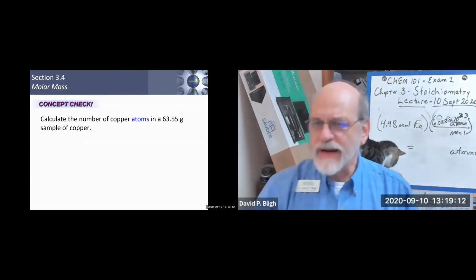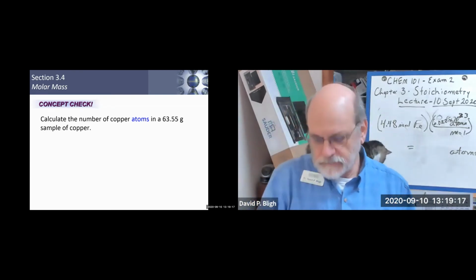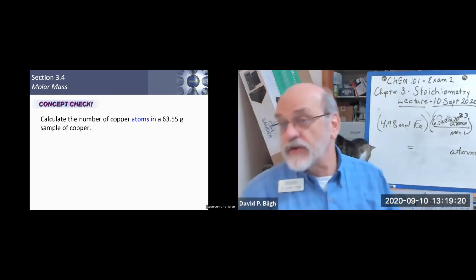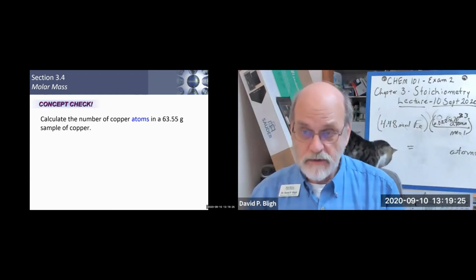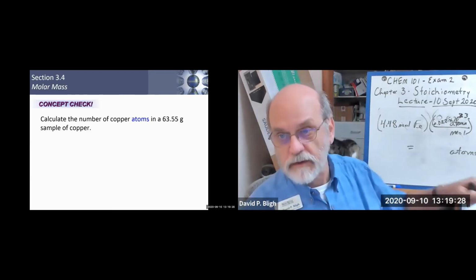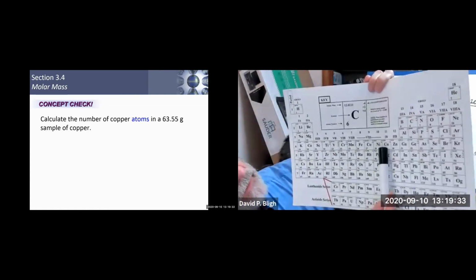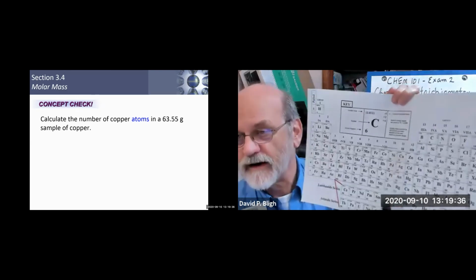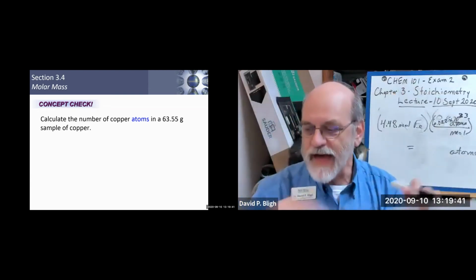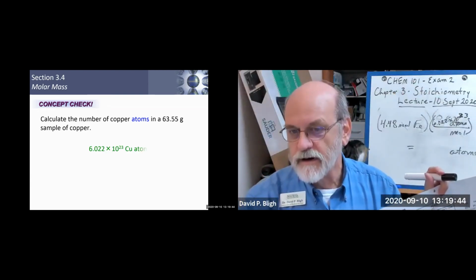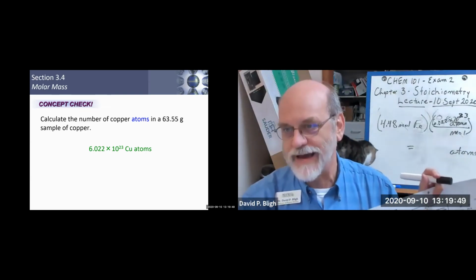So how many copper atoms are there in a 63.55 gram sample of copper? You don't even have to do a calculation. You're going to need the molar mass to be sure, but if you look up the molar mass of copper here, which is, let's see, right there, how much does a mole of copper weigh? 63.55 grams, which means if you have that much, you have exactly 1 mole, or 6.022 times 10 to the 23rd copper atoms.